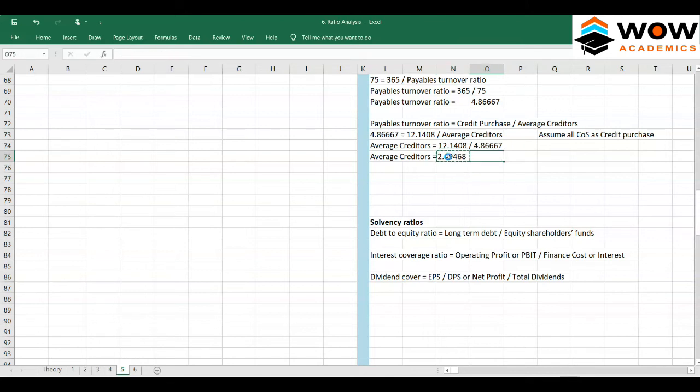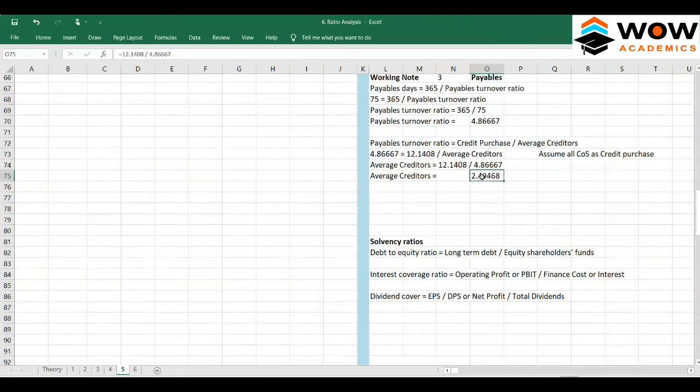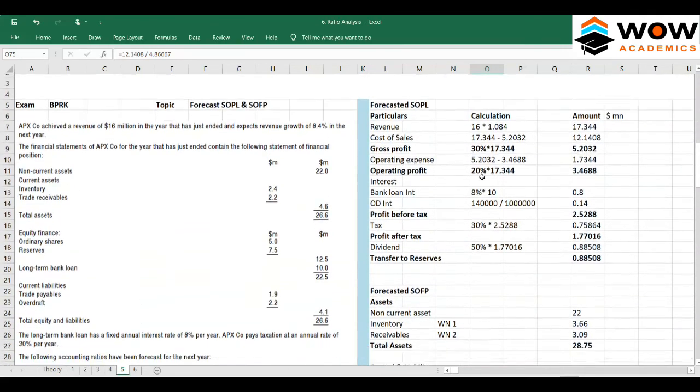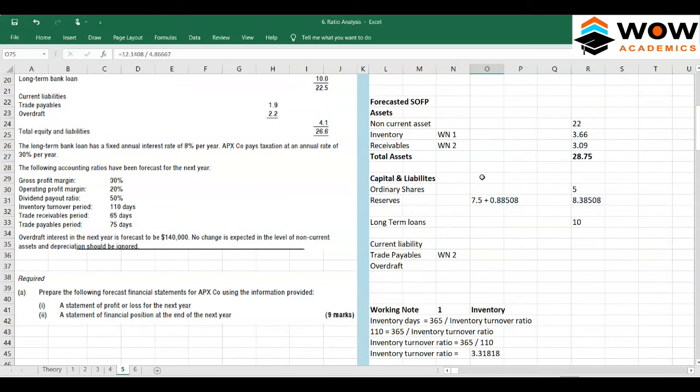Okay, so the answer comes to 2.4946. I think we can round it off to 2.5 itself. I think 2.49. So we can put it here, 0.49, and it's working note number 3.